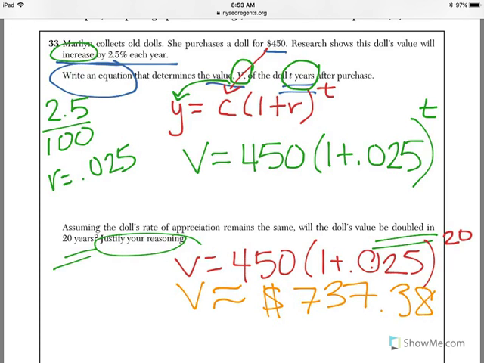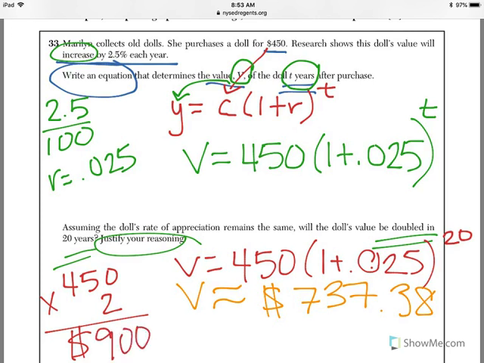So when I type that in, I'm going to get a value of, I'm rounding, $737.38. Now, I need to make sure whether this is being doubled, yes or no, and so if I double the original value of the doll by multiplying 450 by 2, I'm going to get $900. So since in 20 years the doll will be worth about $737.38, it's not going to be doubled from the original value because $900 is not the same as $737.